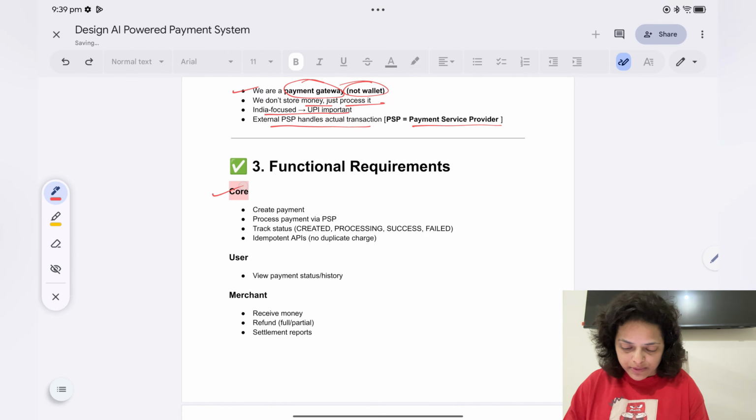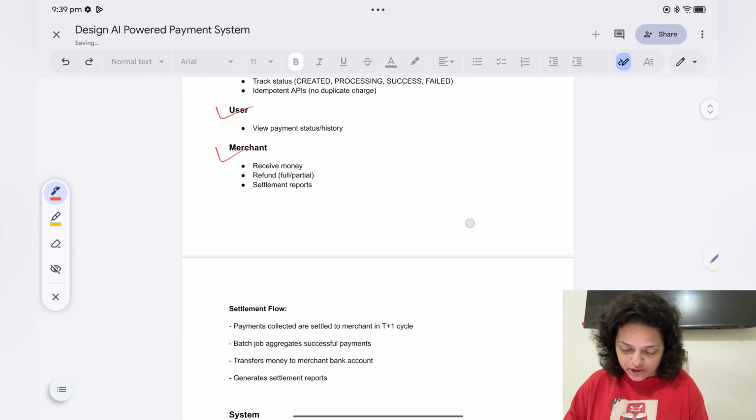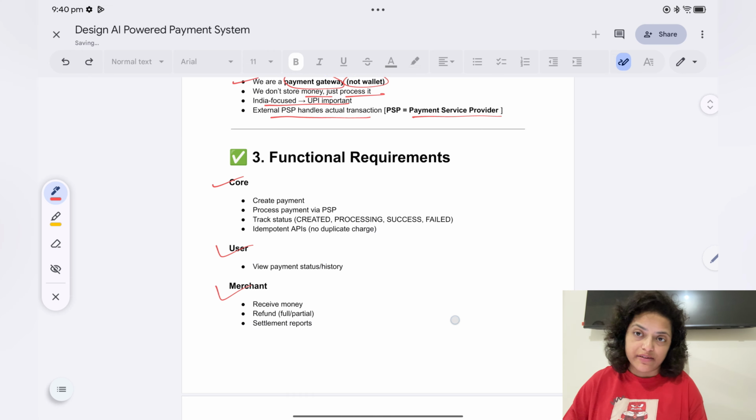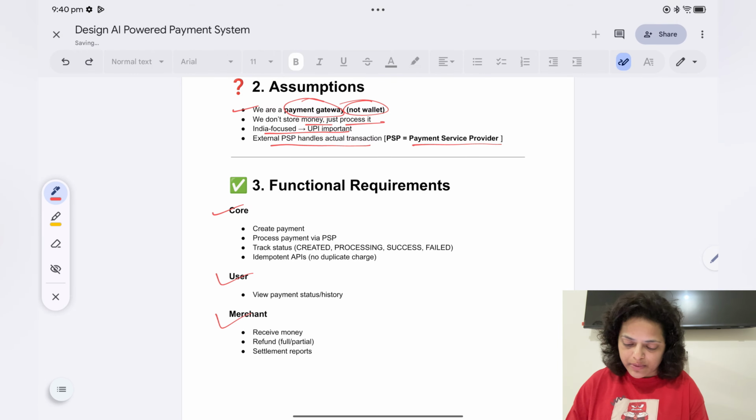Now functional requirements: core requirements, user requirements, merchant requirements, and then system requirements we will see, and then AI features. If you talk about core requirements, the very basic is create payment. After that, process payment via PSP. Then track status, like payment created, processing, success or failed, so different statuses for that payment. And then an idempotent API, meaning no duplicate charge.